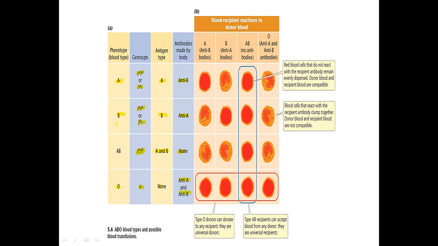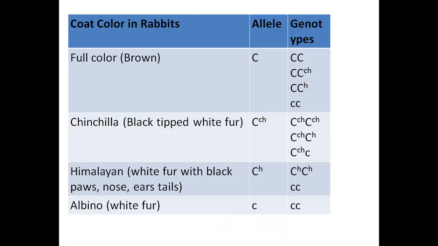So 3 alleles are also present here. What will be the possible genotypes? Again, 6 possible genotypes will be there.